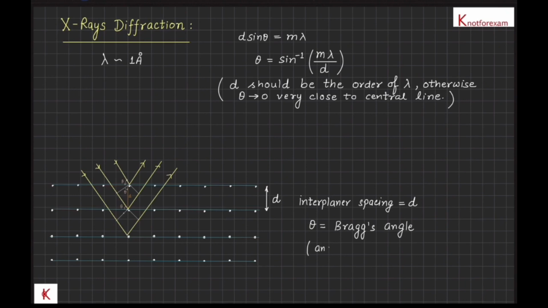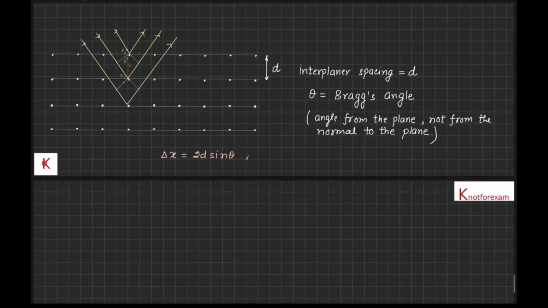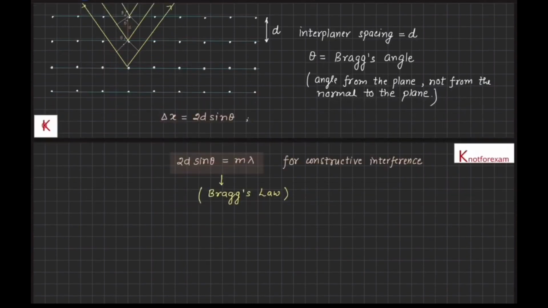Let's take a look at the following example. X-rays are incident on a crystal at an angle theta from a particular set of crystal planes having interplanar distance d, and then reflected by that plane. We can see that for reflection from these planes, or for constructive interference in reflection, 2d sin theta is equal to m lambda. This is called Bragg's law, and angle theta is called Bragg's angle, which is the incident angle from the plane, not from the normal to the plane.